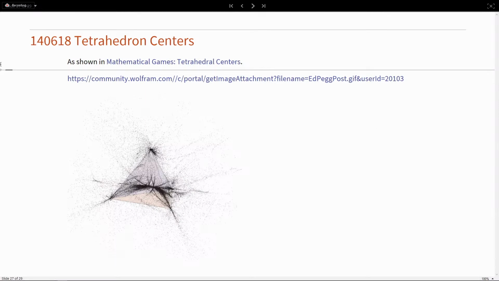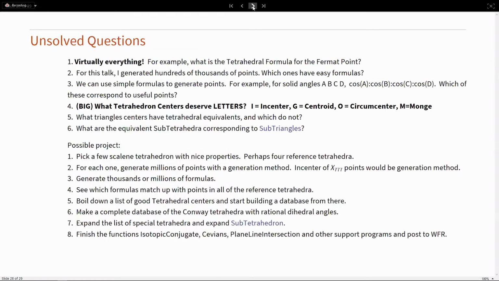And that's what I had prepared. We can get into the unsolved questions, which is basically everything. For example, what is the tetrahedral formula for the Fermat point? We've generated many special tetrahedra, but there's various that are not listed yet. It'd be nice to have more special tetrahedra added. If anybody has code for any, I'd be glad to add that to the subtetrahedron function. And if there are special lines or parabolas and things like that, those would also be good to have as a function.